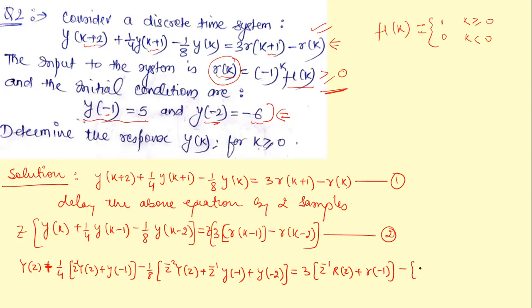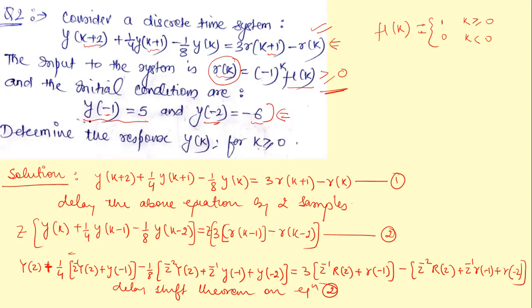Minus, then you have z inverse square rz plus z inverse 1 r minus 1 plus r minus 2, right? So this equation has been obtained by applying the delay shift theorem on equation 2, right? So this is what we have got.